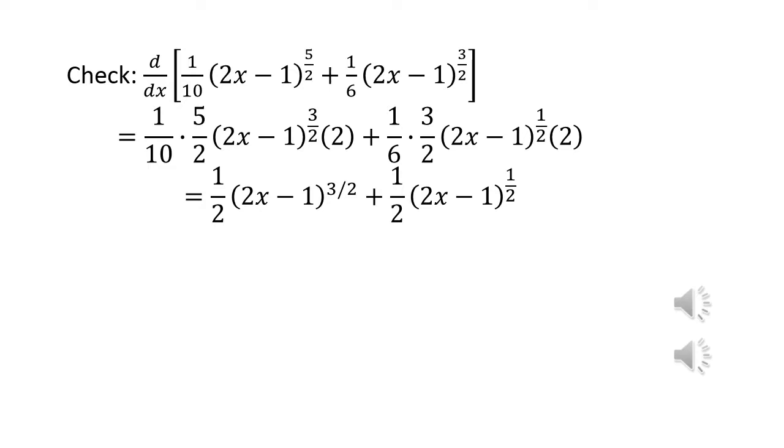Well, this presents us with a puzzle, because it does not exactly look like the integrand that we had before, which was x square root of 2x minus 1. So did we fail in some way?